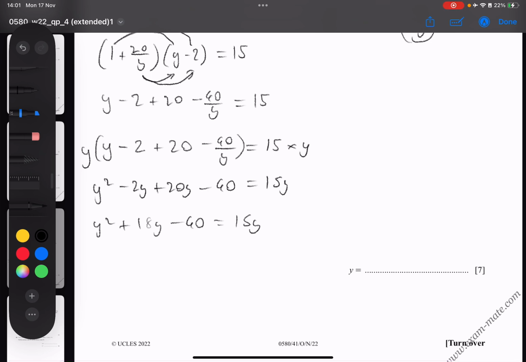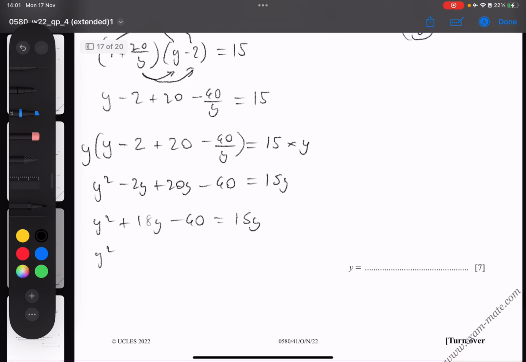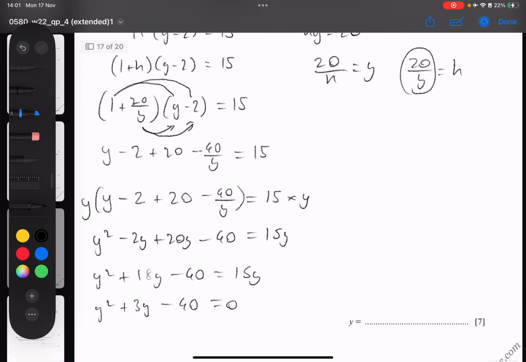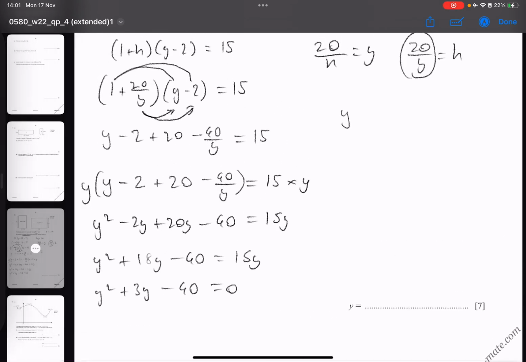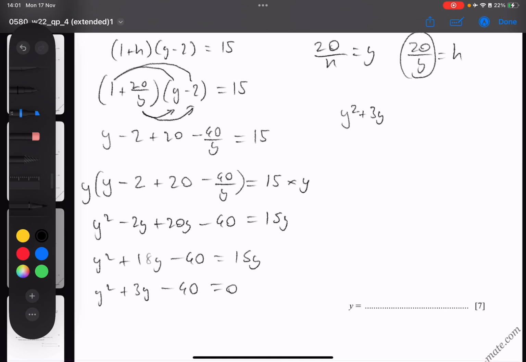Now, if we want to solve a quadratic by factorizing, we need to set it equal to 0. So let's do that. We subtract the 15y from both sides. That's y squared plus 3y minus 40 equals 0. And then we're going to factorize. Some of you may be very confident in factorizing already, but I'm going to do the full method here.